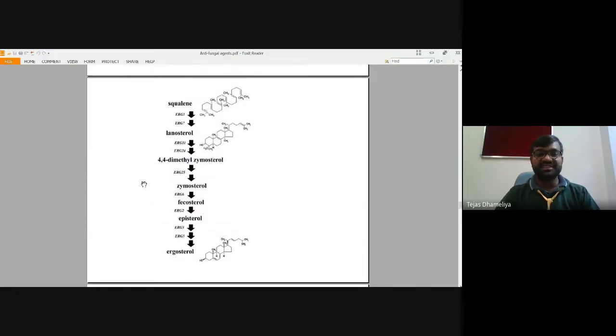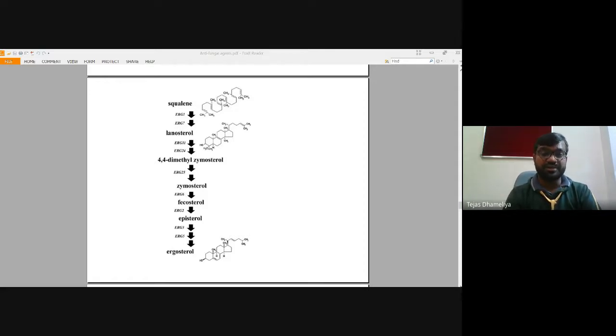So this is squalene, which is basically an acyclic compound having more than one double bond. Squalene, in the presence of some enzymes, gets converted into lanosterol, then zymosterol, fecosterol, episterol, and finally ergosterol. We people require cholesterol. Cholesterol is an active constituent for the synthesis of steroids.